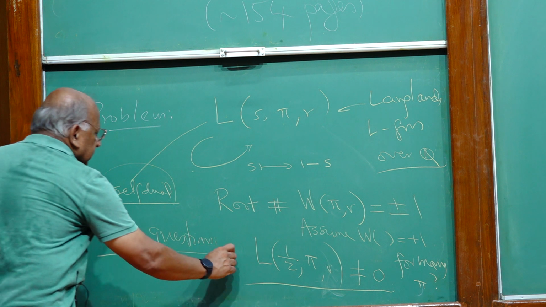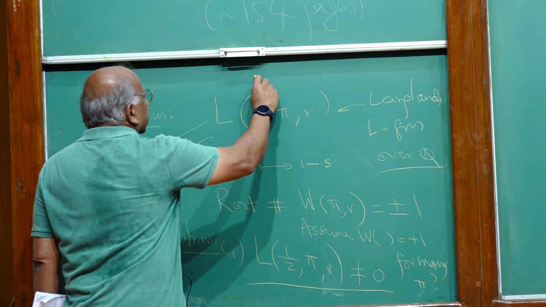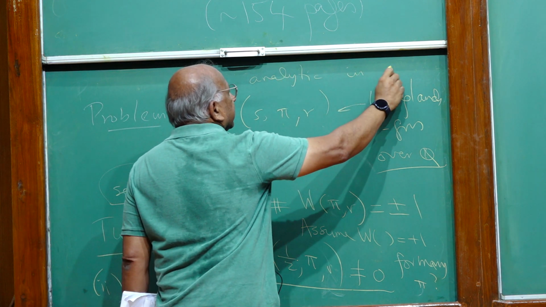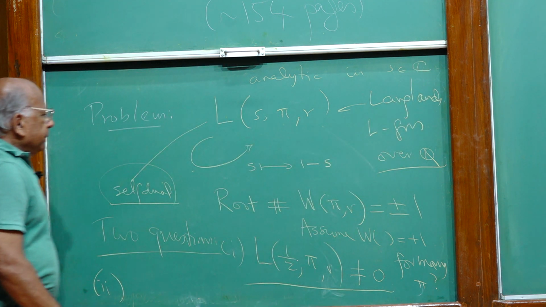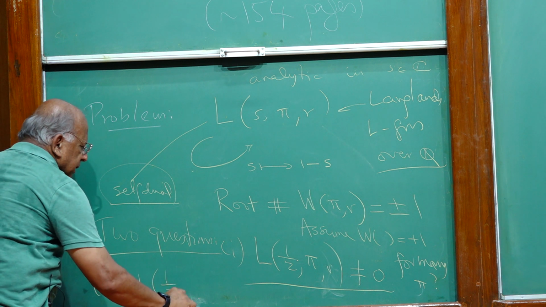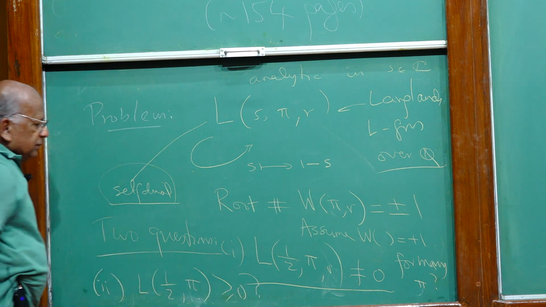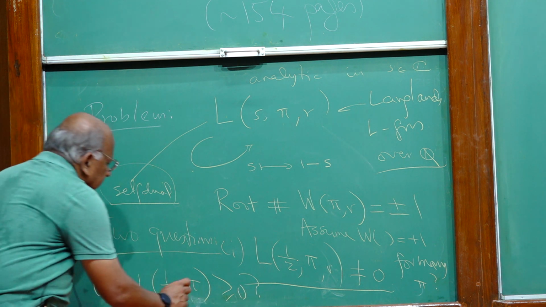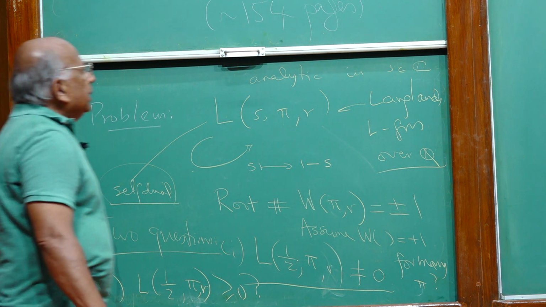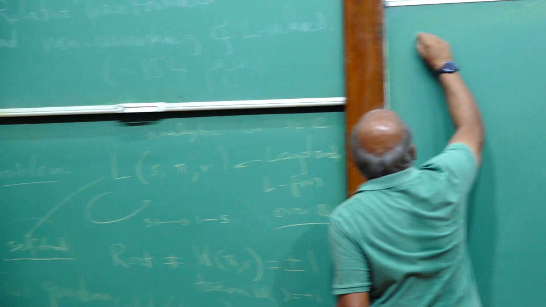The other question is, let's assume that this has an analytic continuation, meaning no pole in the s-plane. Then one wants to know if L(1/2, π) is greater than or equal to 0, which would be predicted by the Riemann hypothesis, but it's very difficult. It's a very difficult question. So in fact, one knows.